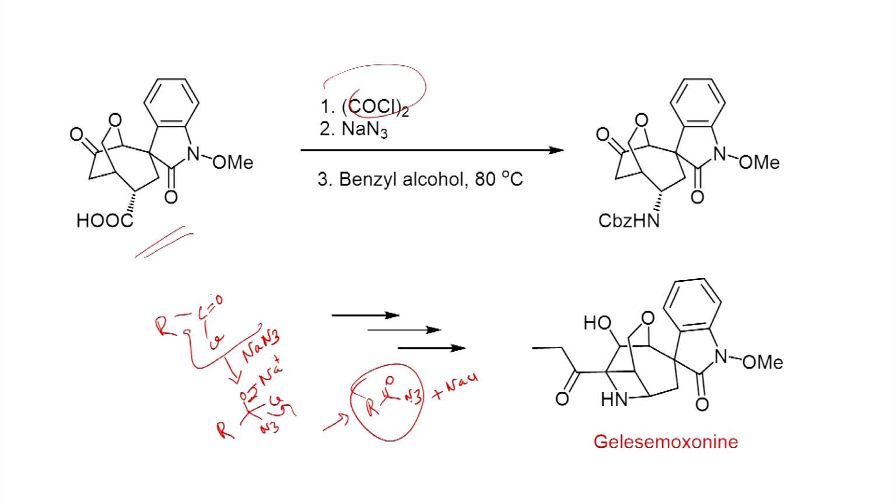so once you have the acyl azide as we have seen, and when you heat, you can give the nitrene, which can undergo rearrangement, you will be able to form the isocyanate. Once you have the isocyanate, you can have the benzyl alcohol, you can try to do addition reaction, you will be able to get this compound, which has been further converted into a complex molecule, which is very important in medicinal chemistry.